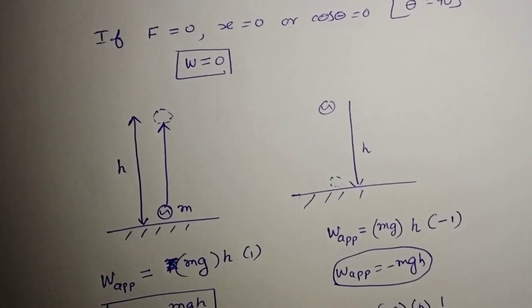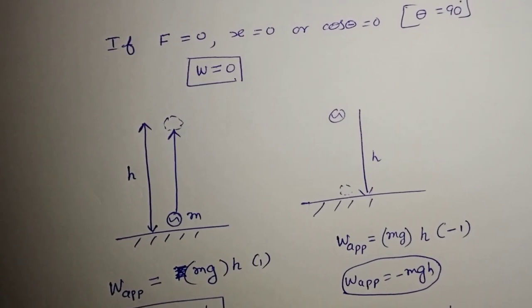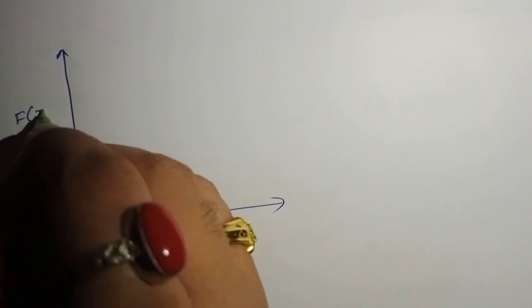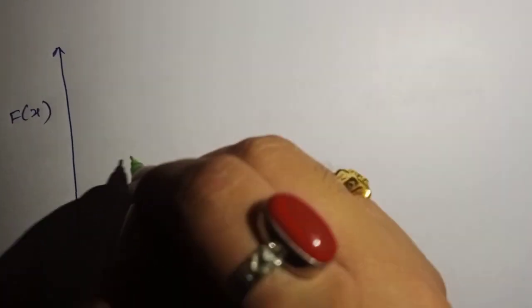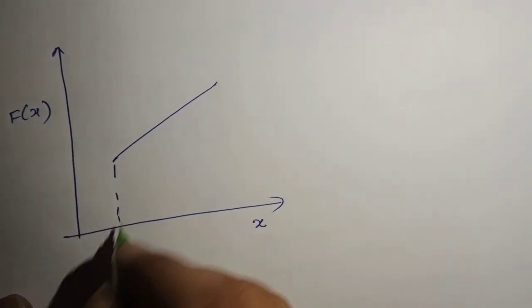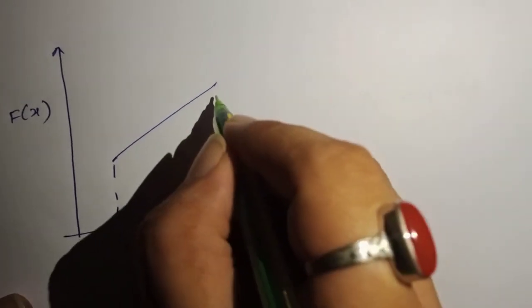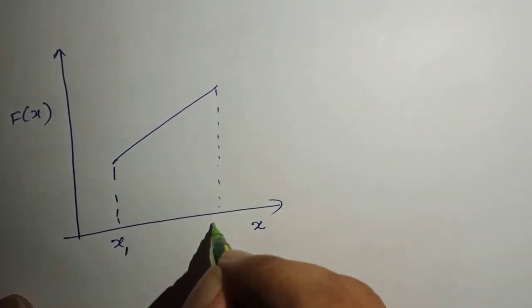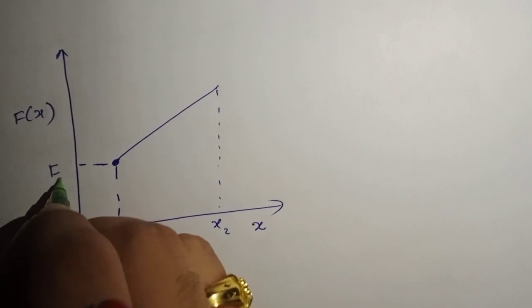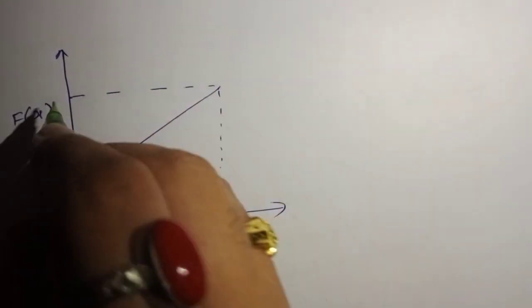Now we'll see how to calculate work done. If the force is varying linearly, say let us suppose that a force F of x varies with the displacement like this. So there is a linear relationship between force and displacement. Say this is the initial displacement x1, and this is x2, the final position. Here the force, let it be F1, and here the force, let it be F2.